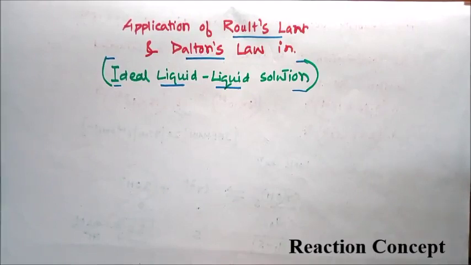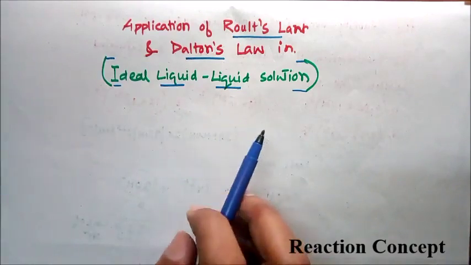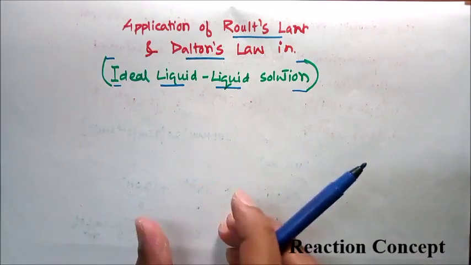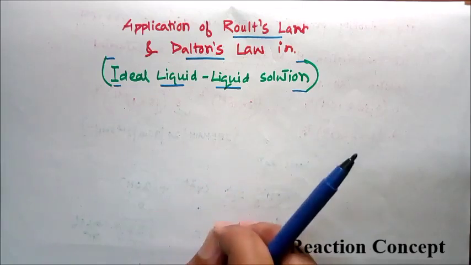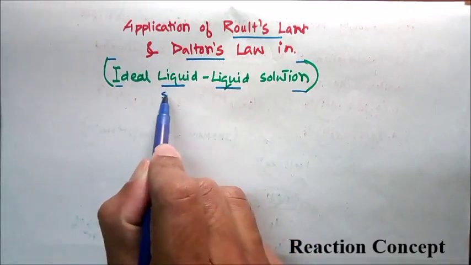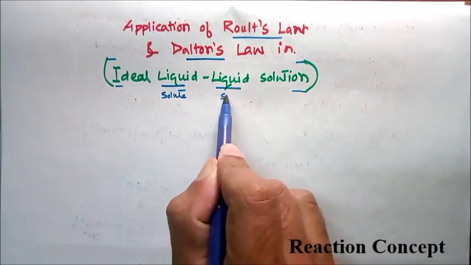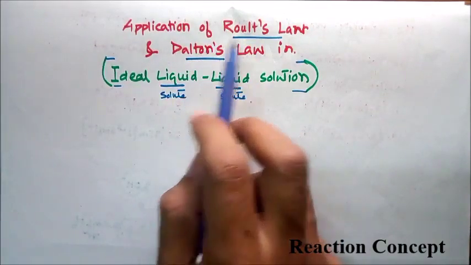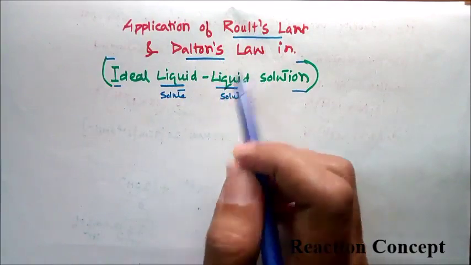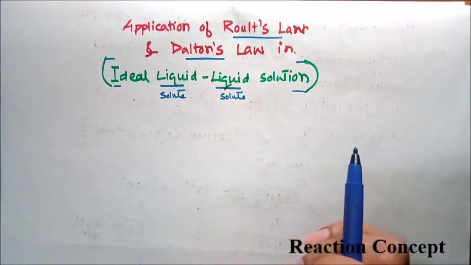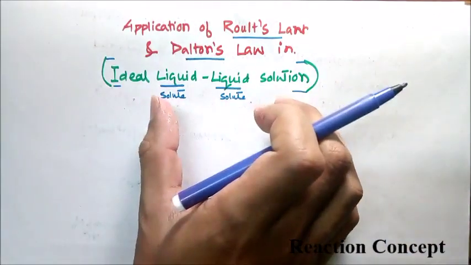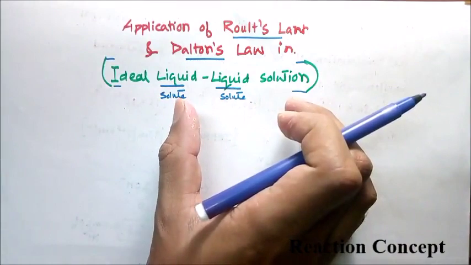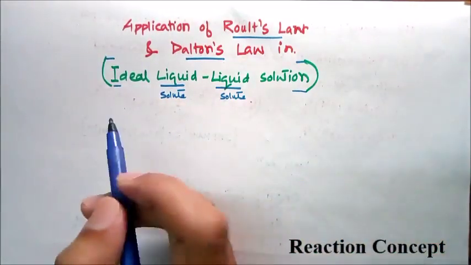Student, today in this video we are going to discuss a miscellaneous type of topic, that is the application of Raoult's law and Dalton's law in an ideal solution of a liquid mixture. Here we are considering an ideal solution of two liquids, that is, the solute is also a liquid and the solvent is also a liquid. In this mixture we will apply both Dalton's law and Raoult's law. How we will apply these, I will describe here. Sometimes numerical questions are asked from this topic. So let us see the topic here.